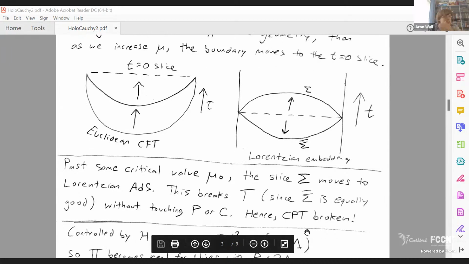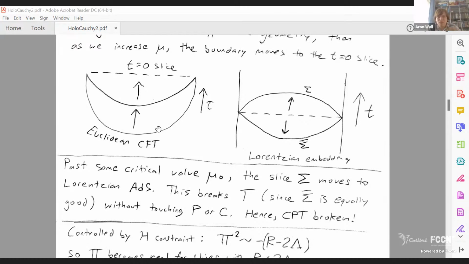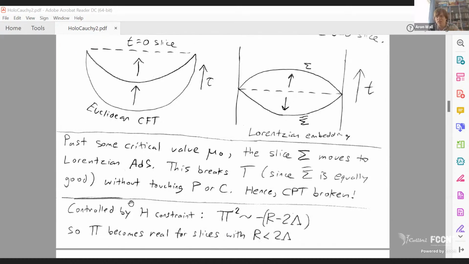Okay, now to verify for yourself that this is what these slices actually do, you could do this more generally than this symmetrical case, but in this very symmetrical case, everything about where this slice is embedded is determined by the Hamiltonian constraint equation. So the scalar part of the Hamiltonian constraint equation just says that the trace of the extrinsic curvature squared, or trace of the stress tensor squared, is controlled by the Ricci scalar minus twice the cosmological constant. This is the bulk cosmological constant.